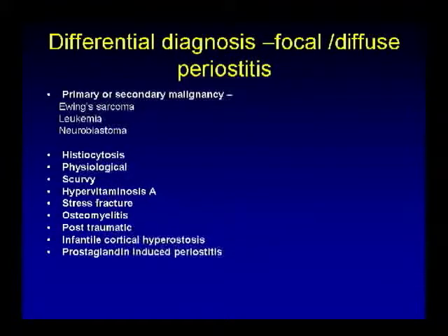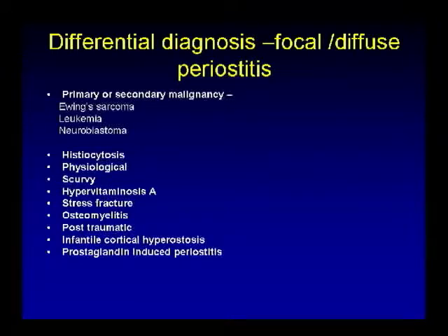A quick look at the differential diagnosis for periostitis. Usually with focal periostitis, you should think about aggressive neoplastic etiologies like Ewing sarcoma, leukemia, or neuroblastoma, and infiltrative disorders like histiocytosis. With diffuse periostitis, you should think about physiological periostitis, which can be normal up to 5 months of age. Scurvy and hypervitaminosis A can cause diffuse periostitis. Other causes of focal periostitis, which are more common, include post-traumatic, infectious, and stress fracture-related periostitis.